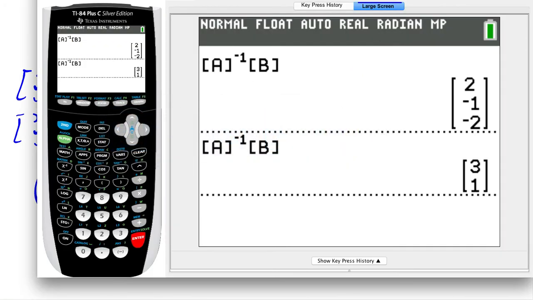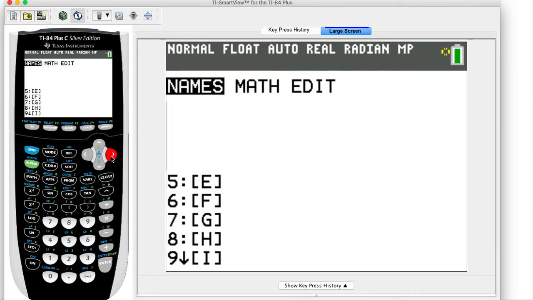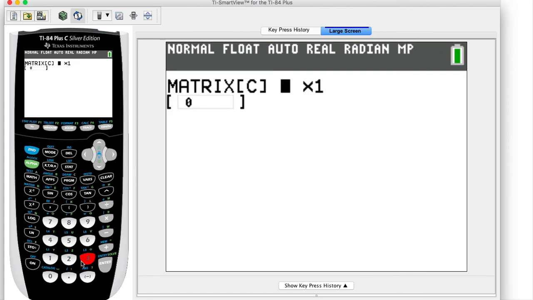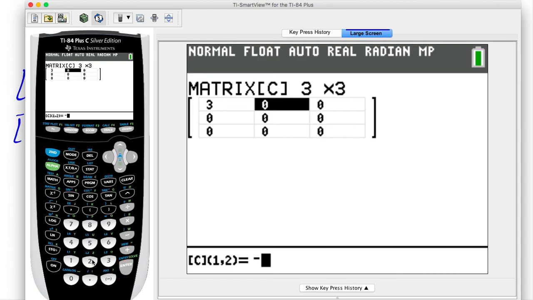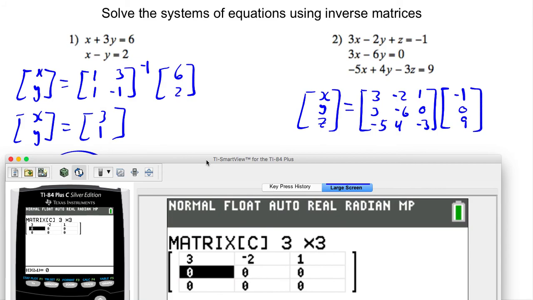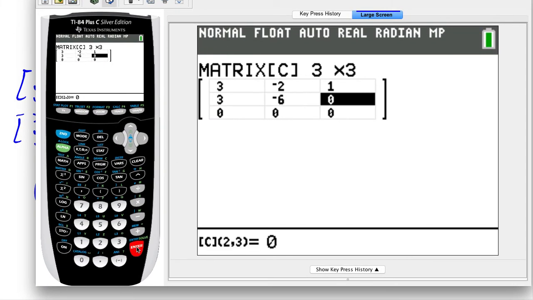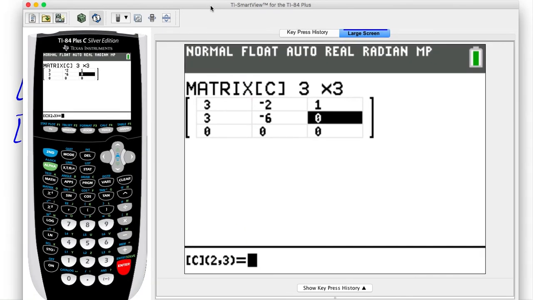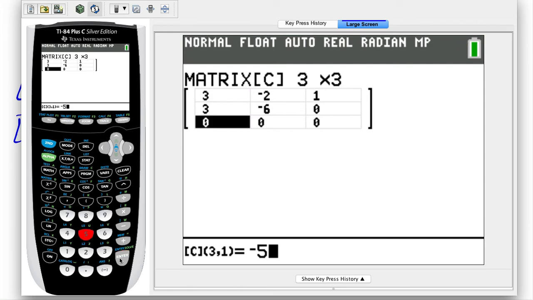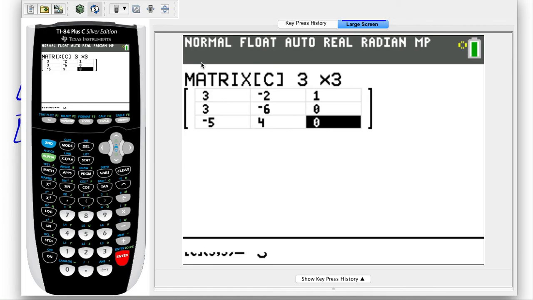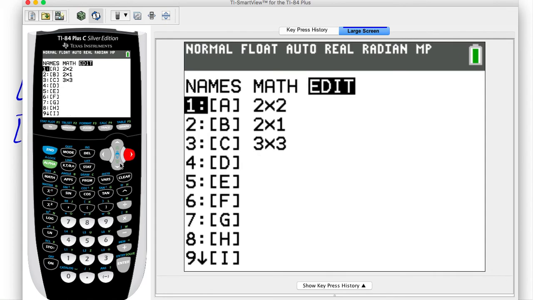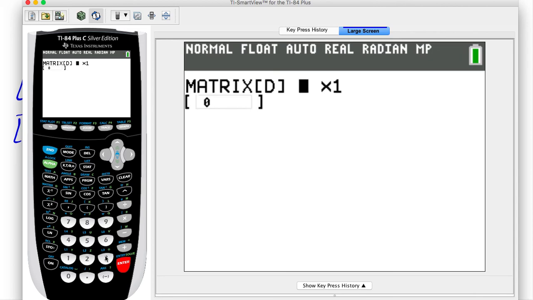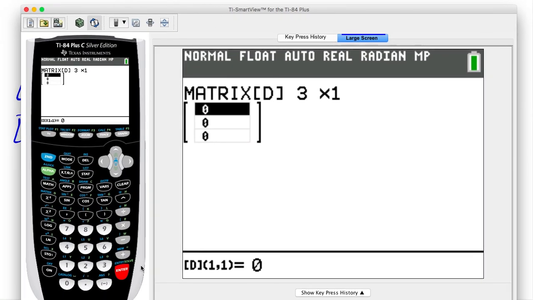Now for number 2, I'm going to use some new matrices. I'm going to say I have matrix C, which is that 3 by 3 matrix. And so this is 3, negative 2, 1. 3, negative 6, 0. And negative 5, 4, negative 3. Yep. I'm going to quit out. Go back to matrix. Do matrix D now. This is a 3 by 1, and our answers are negative 1, 0, and 9.